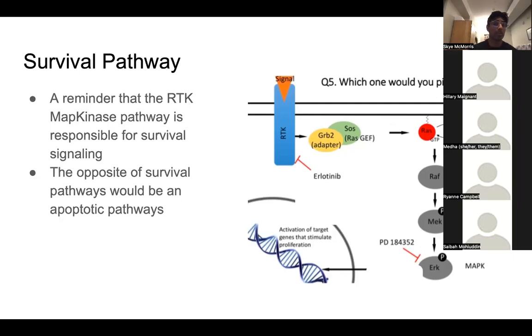We don't go into any specific examples of apoptotic pathways, but the opposite of this, where you have some kind of pathway that results in activation of target genes that stimulate cell death, would be called an apoptotic pathway. It's not necessarily the case that if you break something in this pathway, it becomes an apoptotic pathway. It's just that the survival pathway is now off, so there's nothing actively telling the cell to survive. Sounds good? Okay.